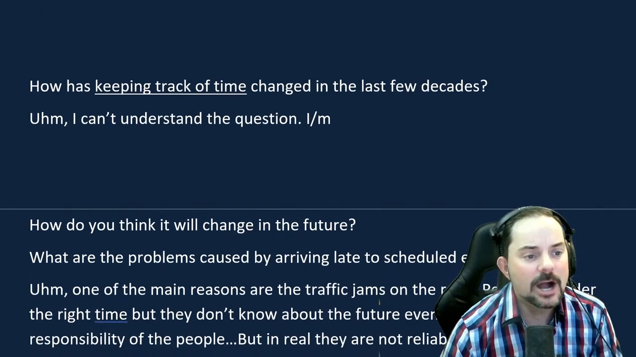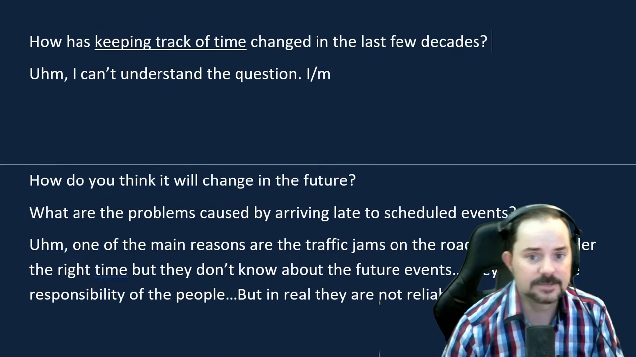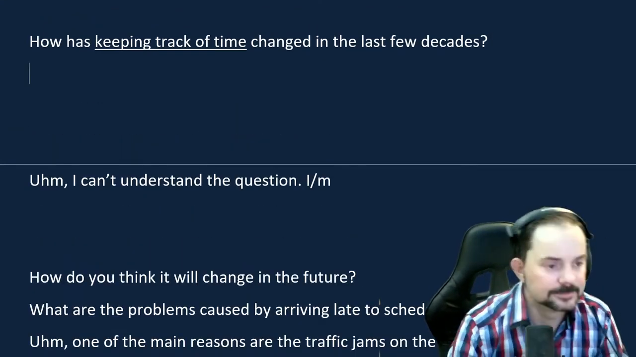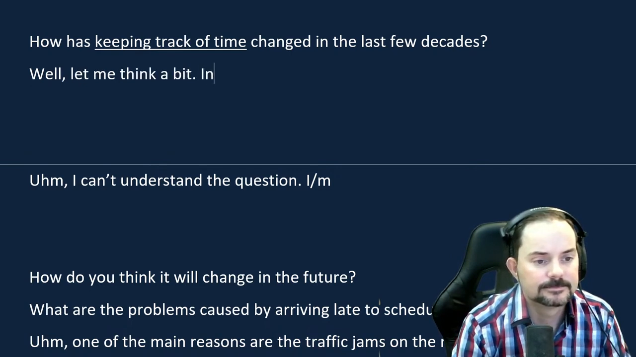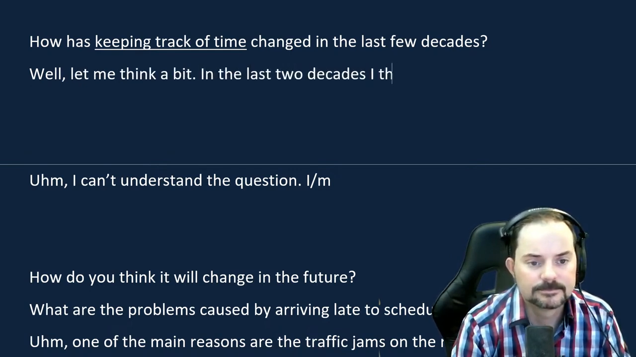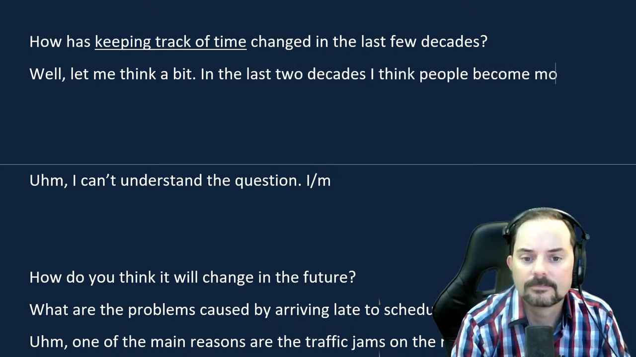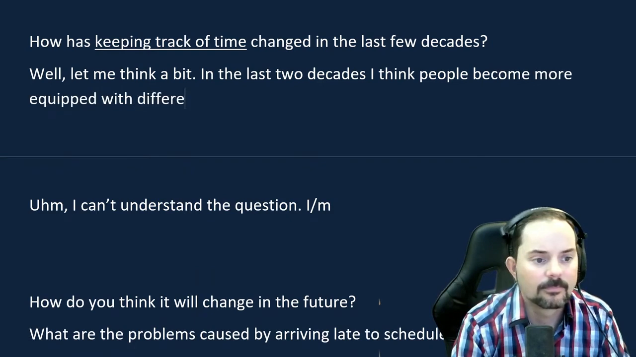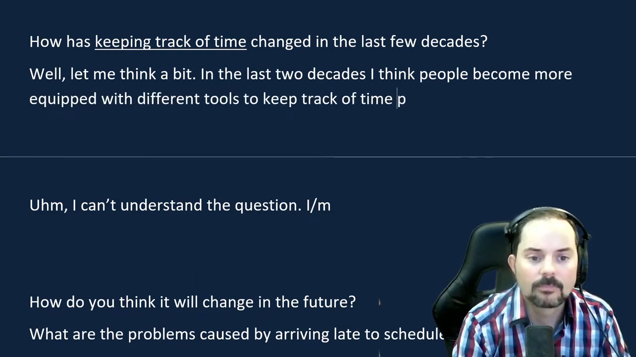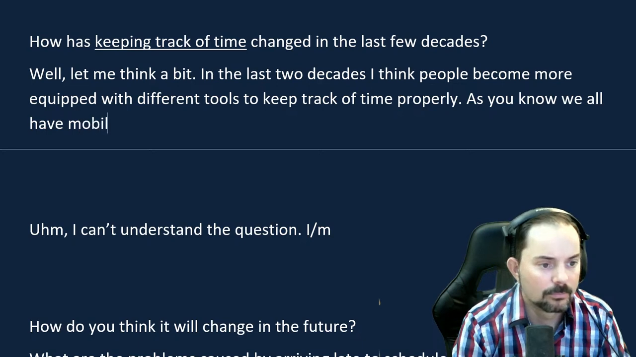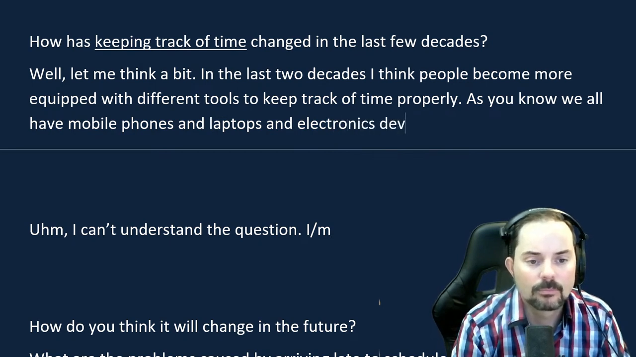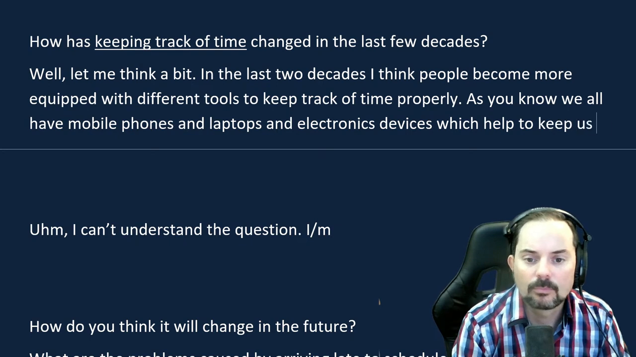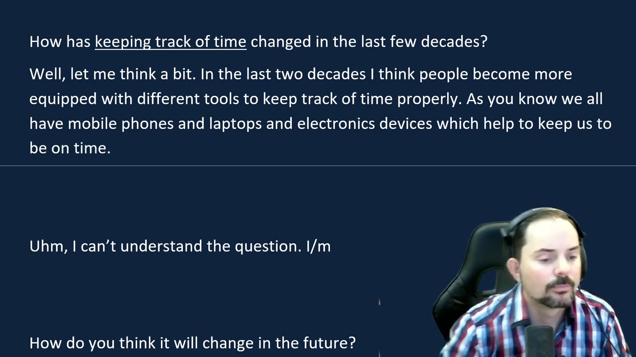Okay, let's do this. How has keeping track of time changed in the last few decades? Well, let me think a bit. In the last 2 decades, I think people have become more equipped with different tools to keep track of time properly. As you know, we all have mobile phones, laptops, additional equipment, electronic devices, which help us to keep track of time, to be in time, not forget something, to have a reminder about our schedule. Can you give me an example?